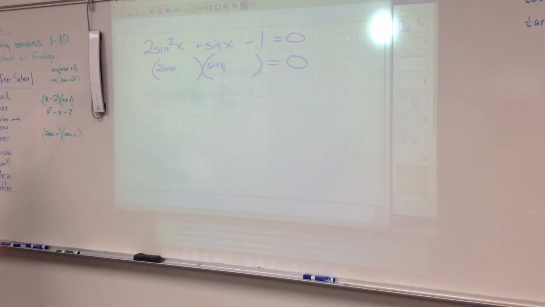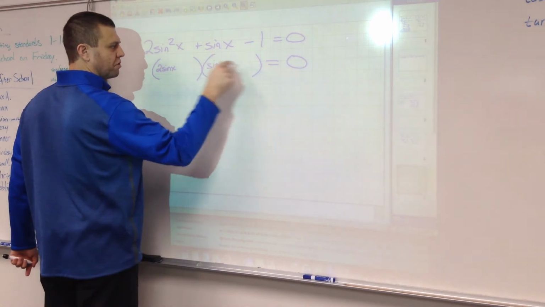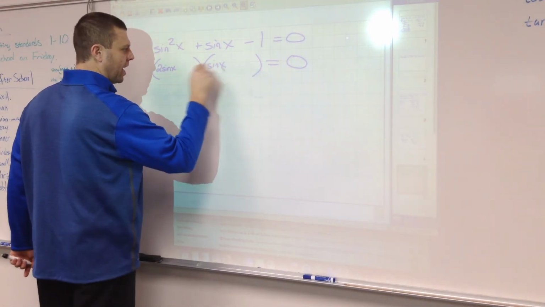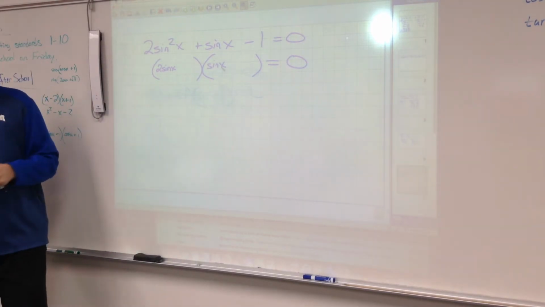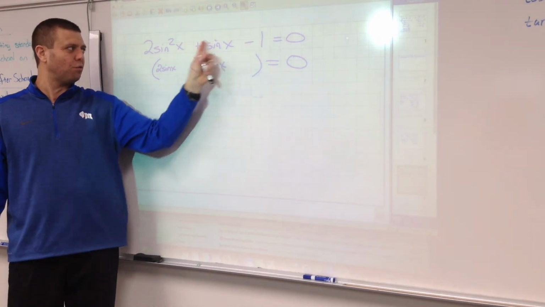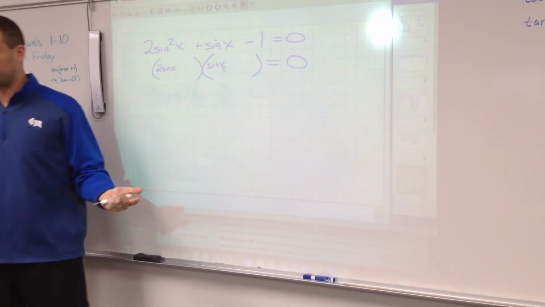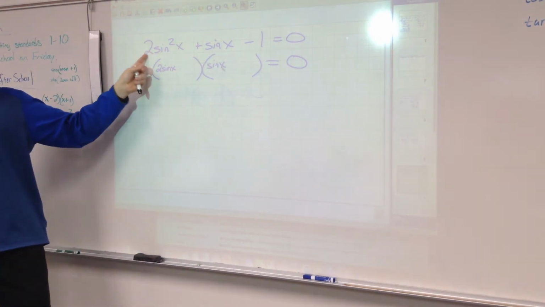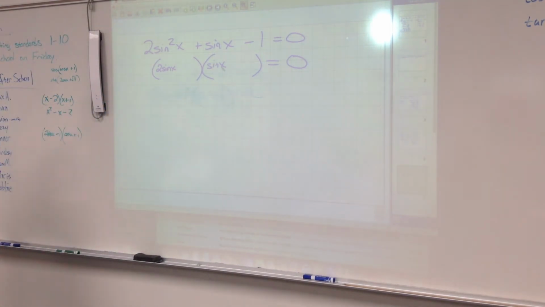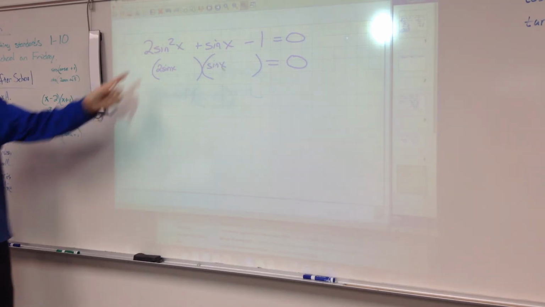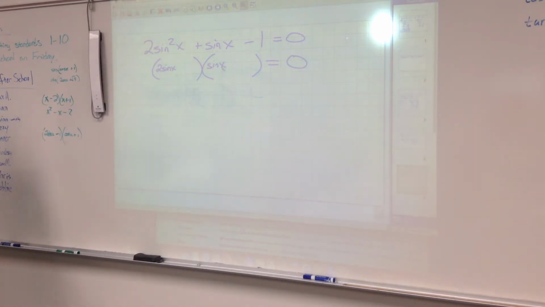Now, the last 2 values in these binomials have to multiply to -1. So guess what your options are? A +1 and a -1, or a -1 and a +1. The trick doesn't work. You can't think what multiplies to -1 and adds to +1. First of all, there isn't anything, but that method doesn't work because there's an a value in front of your x squared term. There's a coefficient in front of the squared term. So really, I just guess and check.